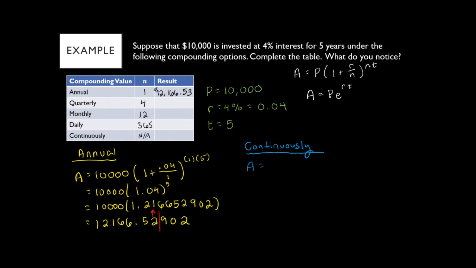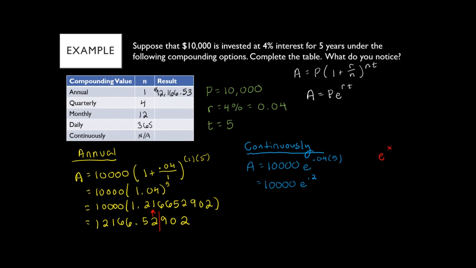So I have A equals, and then P is still 10,000, e is Euler's number, so there's a button for that on your calculator. And then RT, so we have 0.04, and then t is 5. So we've got 10,000, and I need to multiply 0.04 times 5. That's 0.2. So I need to do e to the 0.2 first. And so I have a button on my calculator that says e to the x.